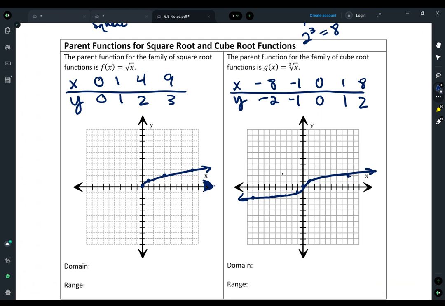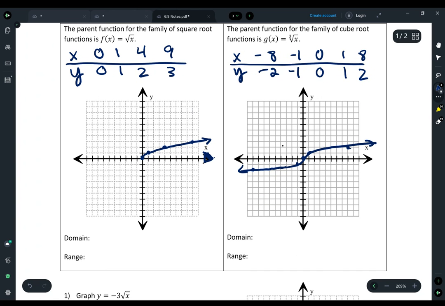So then the next step is I do have domain and range written down for both. We can get our domain and range from the tables or from the graphs. I want to go through both.